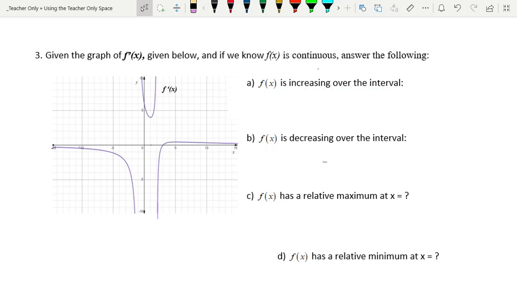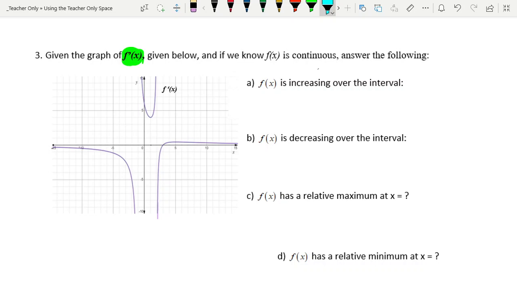Welcome to another Objective 9 practice problem where we're going to be focusing on the properties of an original function f of x, given information about its derivative. How do we use that information to determine increase, decrease, all those fun properties? Now, the thing that's different about this problem, you'll notice, is the derivative graph that we've been given. They're giving us f prime of x.